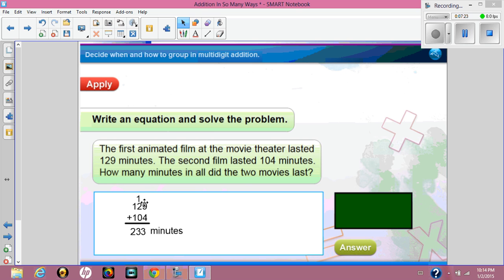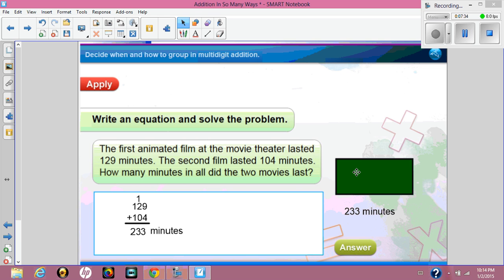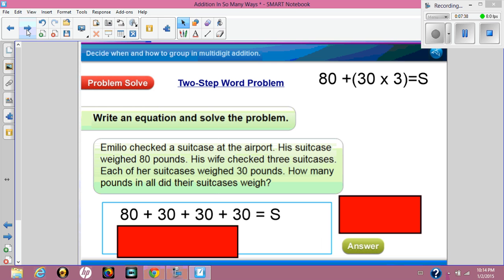We create a new group at the top. 1 plus 2 is 3, and 1 plus 1 is 2. So 233 minutes. Let's look and see if we are correct. We are. Great. Okay, this particular problem is a two-step word problem.